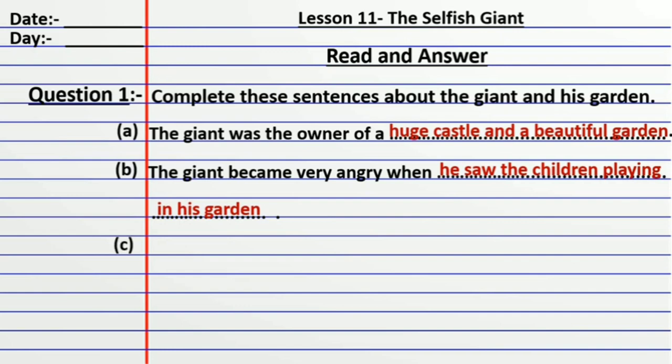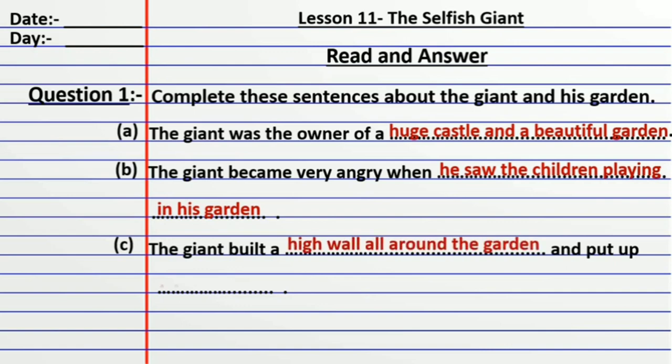C part is, the giant built a dash and put up dash. Now students, tell me, what did the giant do when he became angry? Yes, he had built a high wall around the garden, and also he had put up a notice board which said, "Trespassers will be prosecuted." And this is the answer to C part. So let's write down. The giant built a high wall all around the garden and put up a notice board.